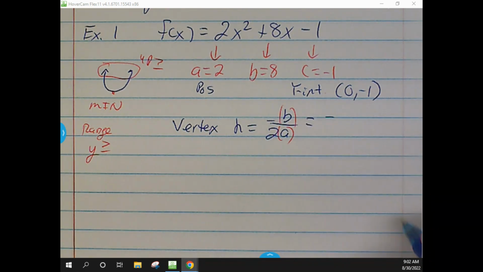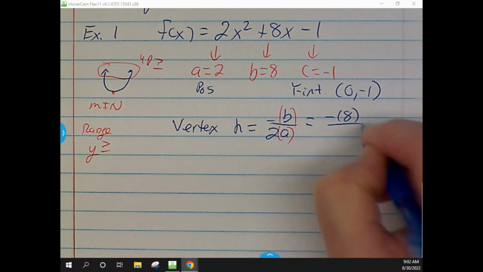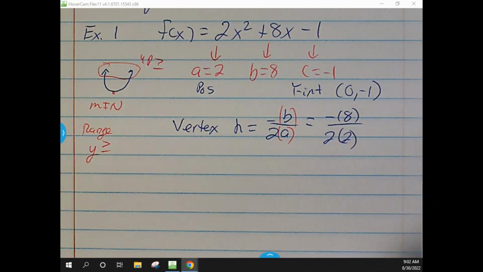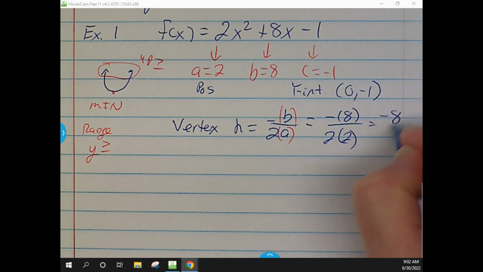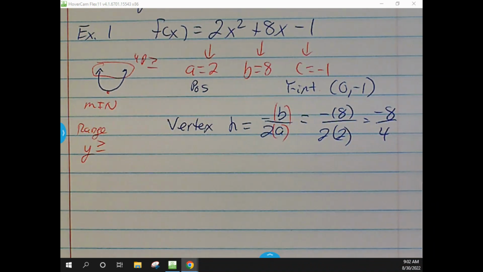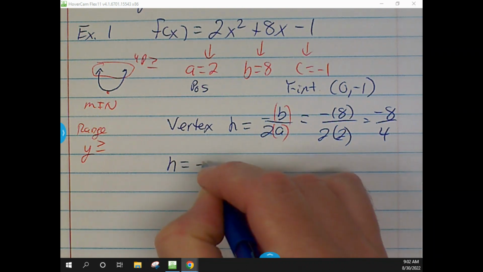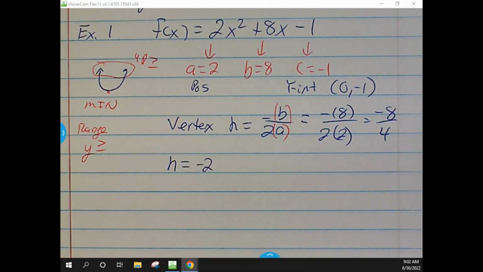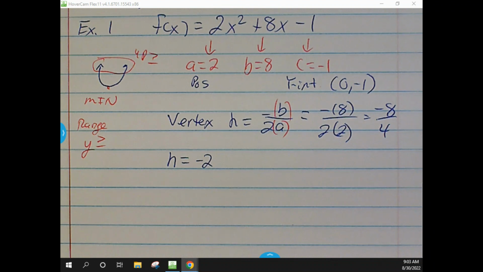All right, so that's the negative of 8 over 2 times 2. So that's -8 over 4. So the h value is -2. Okay, everybody okay? Again, every time the -b over 2a, it's always going to be that simple. You may get a fraction, but even if you get a fraction, it'll work its way out. And more than likely, if you get a fraction, they're probably not going to ask you to graph it, just because it gets a little difficult to graph with fractions.